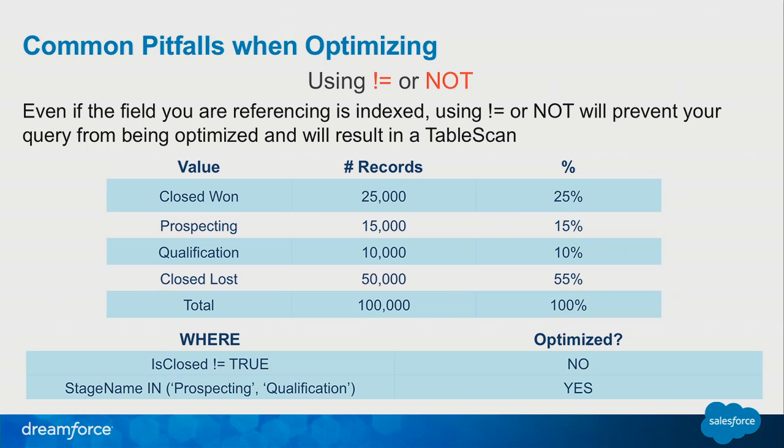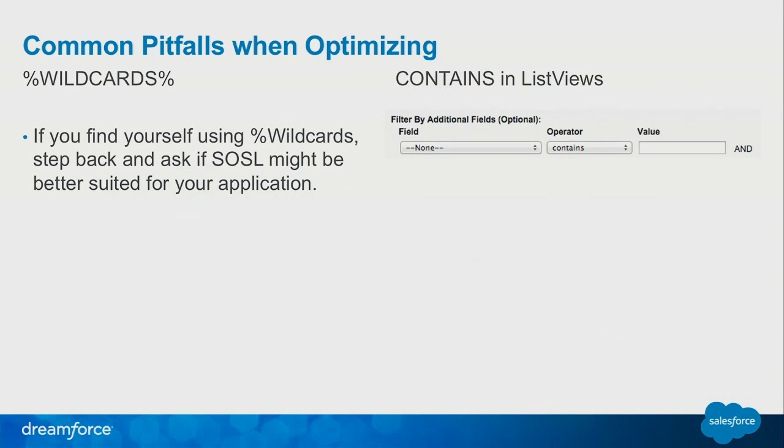Now you can see how this would start to run into some issues. What if I said closed won and prospecting? Uh-oh, just ran into an issue. We're not selective anymore. You're using an index. You thought you were using it the right way with using in, but all of a sudden you've got too many records in there. So again, you really need to start thinking about, what is the state of my underlying database?